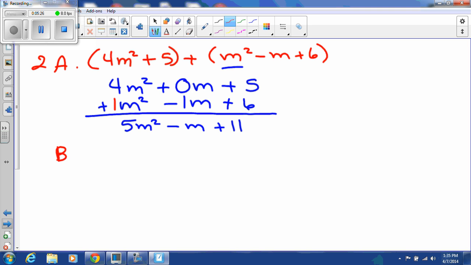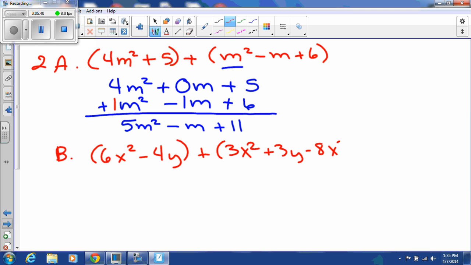The second example, 6x squared minus 4y plus 3x squared plus 3y minus 8x squared minus 2y.